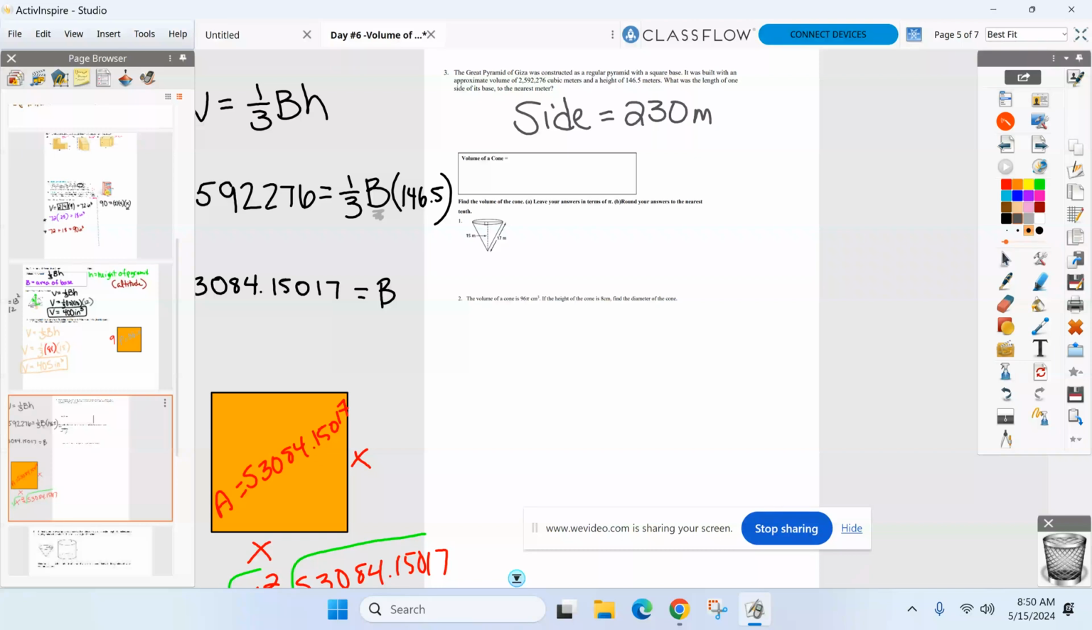Woo! All right. Everyone good with pyramid? That was pretty involved. Jesus. I know, don't get nervous. Cone's not that bad. All right. Everyone ready for a cone now?